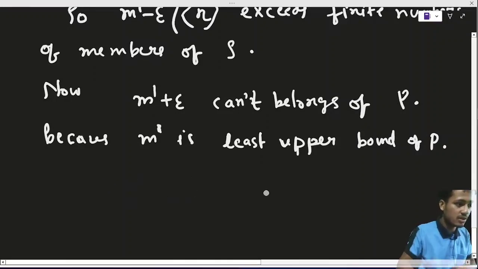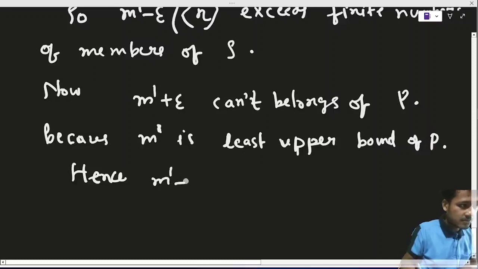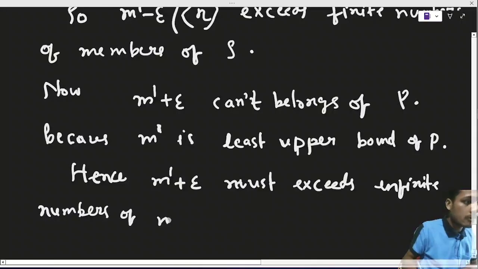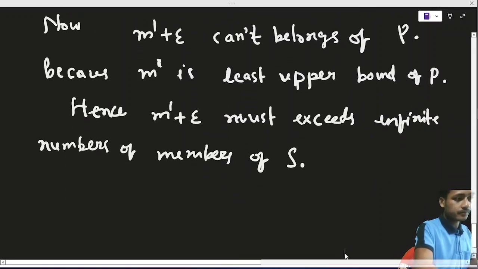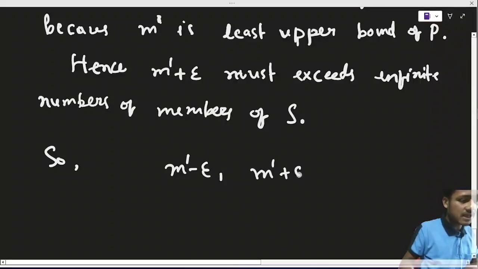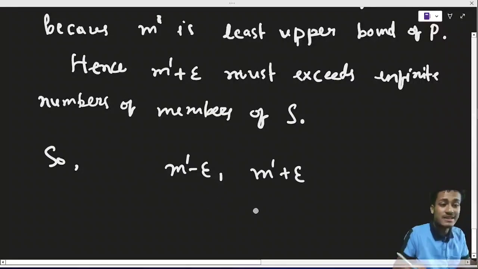Since m dash plus epsilon cannot belong to P, hence m dash plus epsilon must exceed infinite numbers of members of S. So m dash minus epsilon exceeds finite numbers of members of S, and m dash plus epsilon exceeds infinite numbers of members of S.